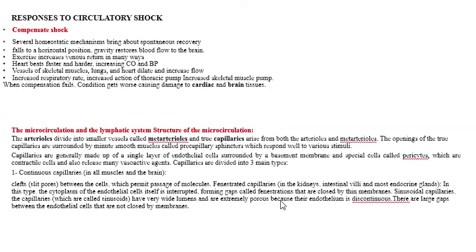Sinusoidal capillaries, this is another type. The capillaries called sinusoidal, from the name, have a sinus. It is large and has a very wide lumen, like a lake, and is extremely porous because the endothelium is discontinuous. There are large gaps between the endothelial cells. These are the three types: continuous, fenestrated and sinusoidal.